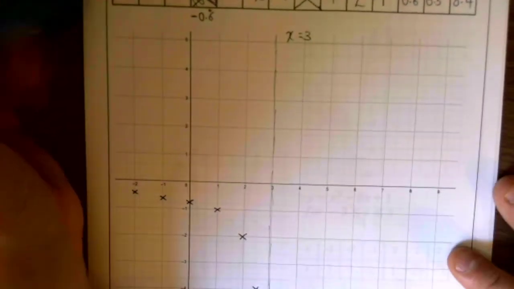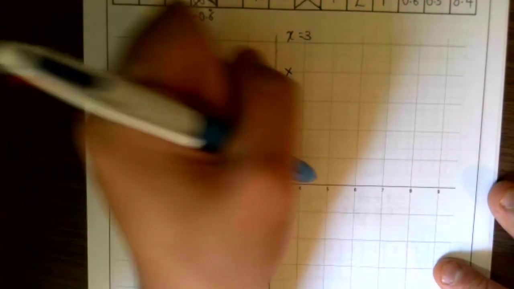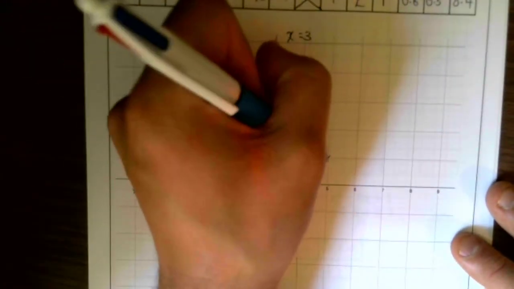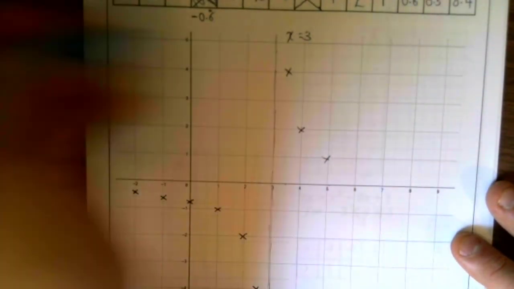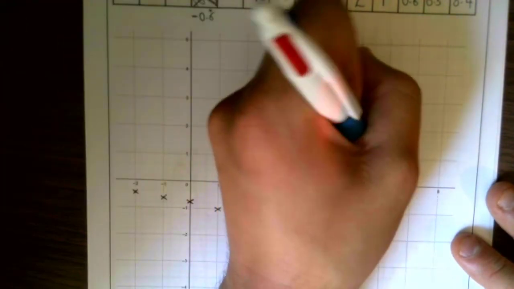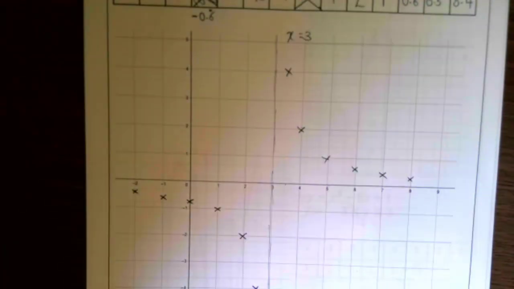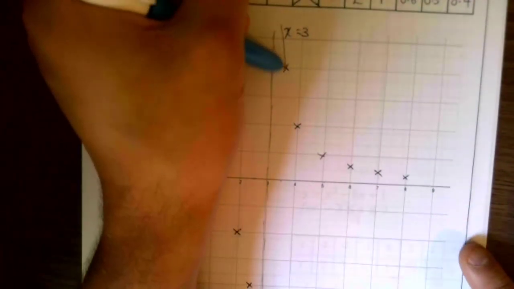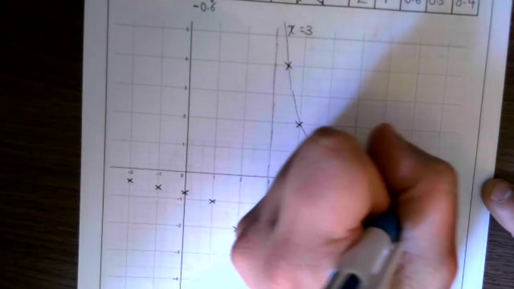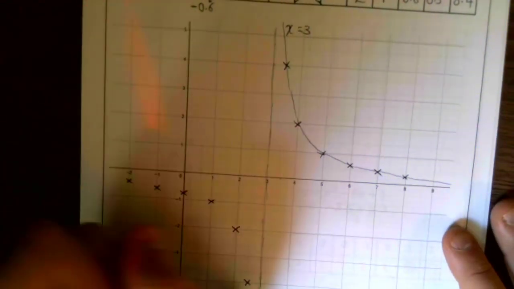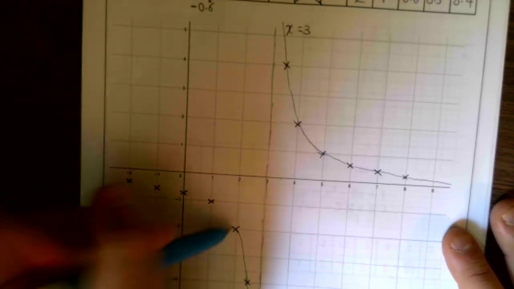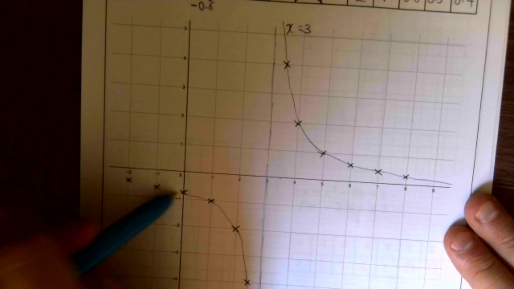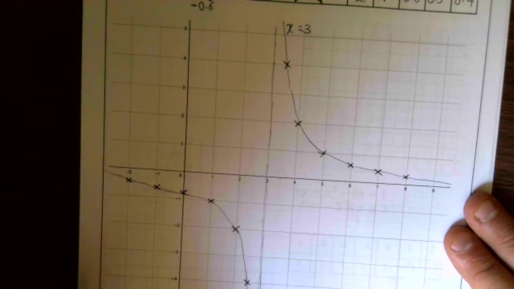Okay, 3.5 and 4, so we're starting it the other way now. 4 and 2, 5 and 1, 6 and 2/3, 7 and 0.5, 8 and 0.4. So that was a nice one to do, and we should be able to just sketch that. And remember, when you plot it, it should not meet the line that it is approaching. It does not touch it. So there we go.